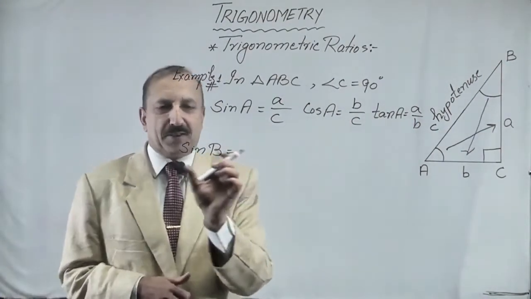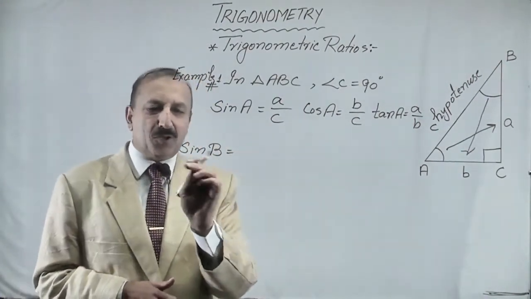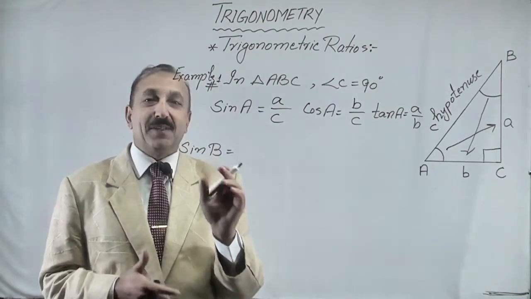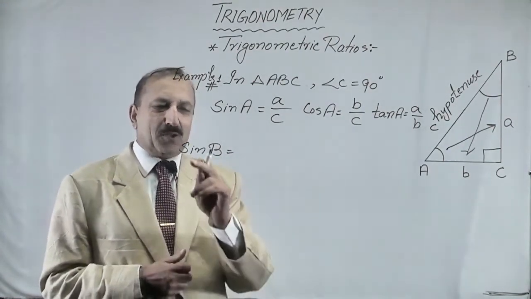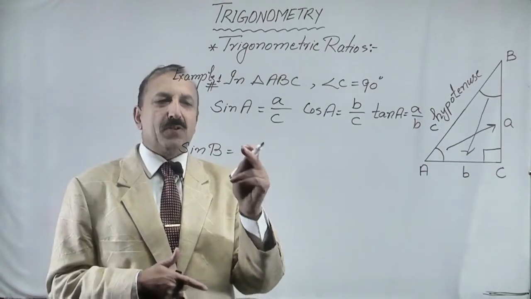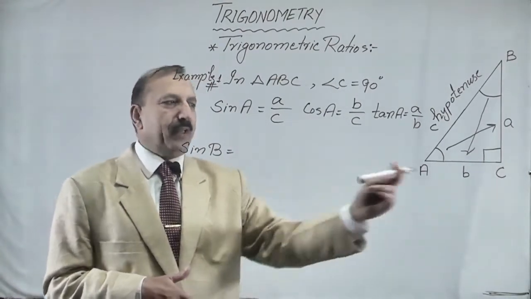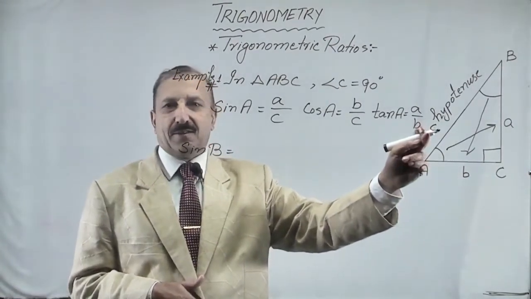And now we will write the trigonometric ratios when the angle B is considered. So sine of B is equal to opposite over hypotenuse. Now the opposite is B and here is the hypotenuse.